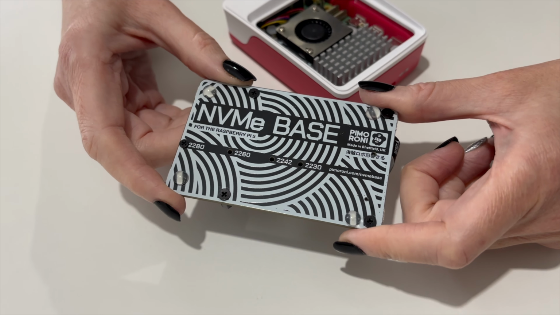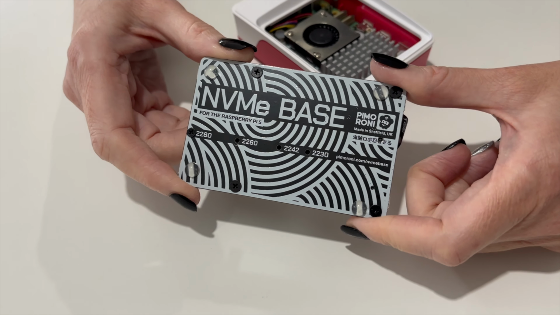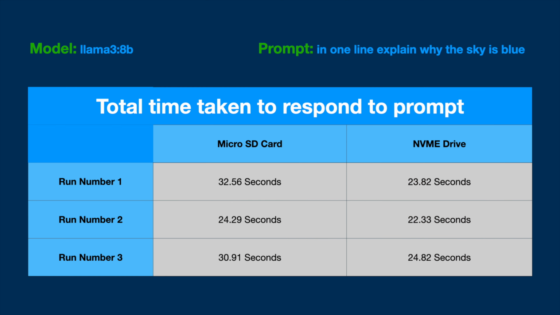So the final change I'm going to make to improve performance is to go from using a micro SD card to using an NVMe drive. I'm going to be using this NVMe base. So I did a fresh install on both micro SD card and the NVMe drive. Then I tested this one prompt using the Llama 3 8B model. And I repeated the prompt 3 times, and this is the total time taken to respond. So as you can see, the NVMe generally outperforms the SD card by some way. So it really is well worth using if you want fast results.